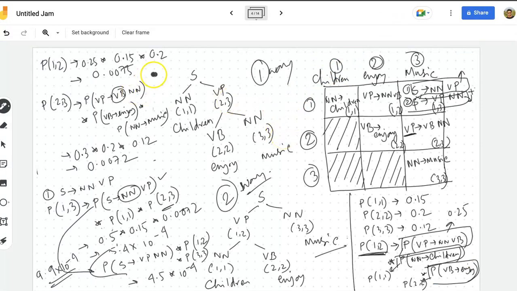Is there any doubt about how I calculated these probabilities? If you have any doubt, you can ask. I will clarify each and every doubt about how to calculate the probabilities for this question.